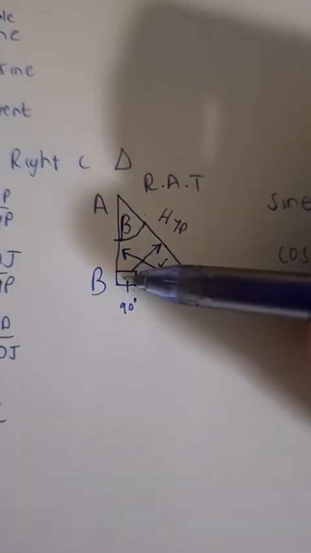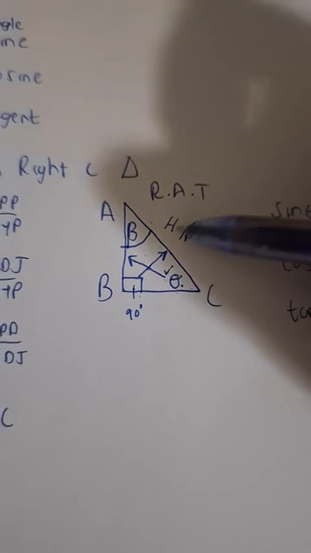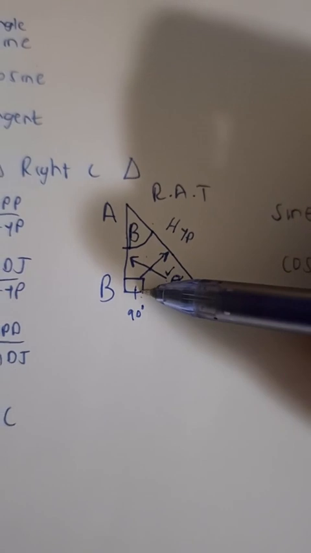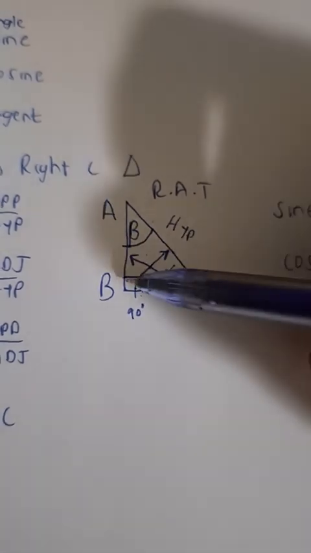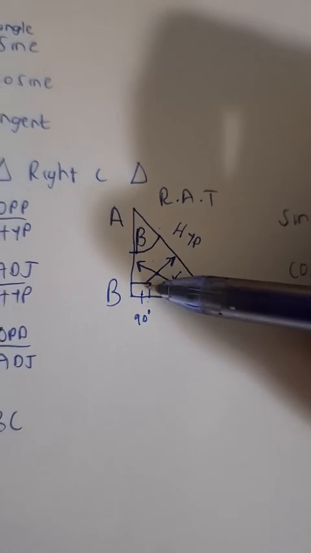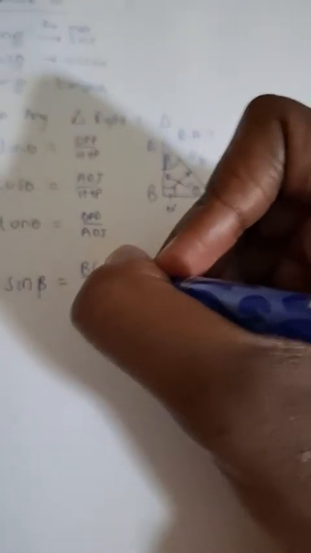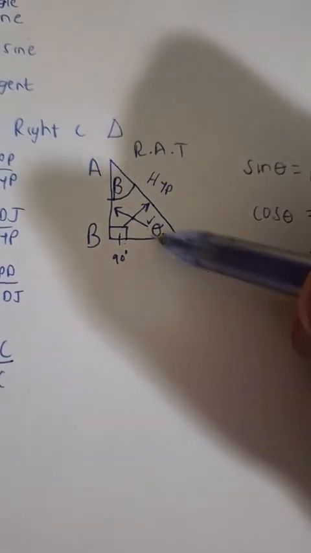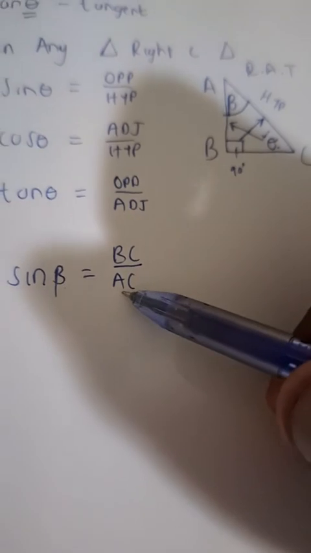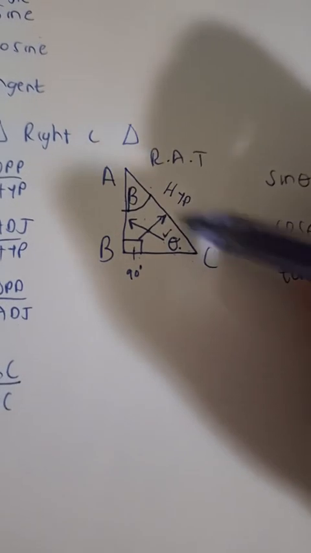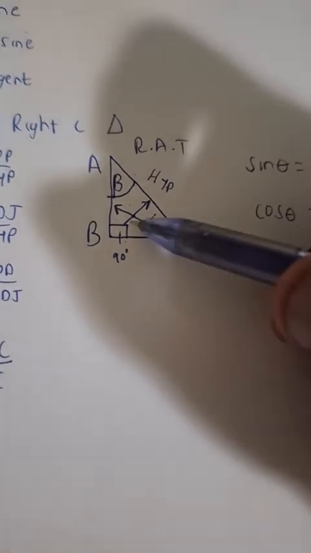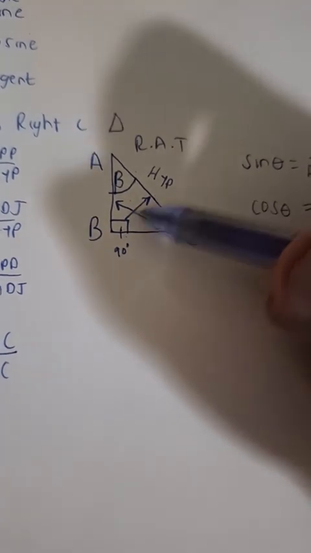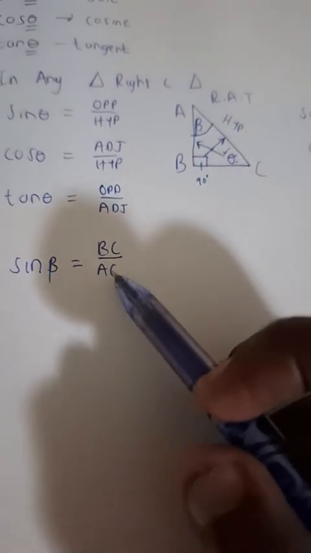The hypotenuse side does not change. It's still the side that is opposite the 90-degree angle, okay? So the hypotenuse is still the side that is opposite the 90-degree angle. So we'd say BC over AC. This is the opposite side, the side that is opposite the angle we are talking about, which is BC, over the hypotenuse side, which is AC. And remember, the hypotenuse is always the side that is opposite the right angle or the 90-degree angle. So that would be sine beta. It would be BC over AC.